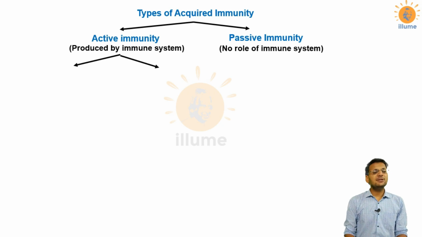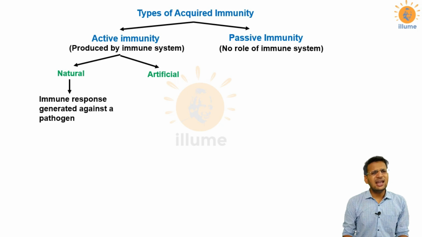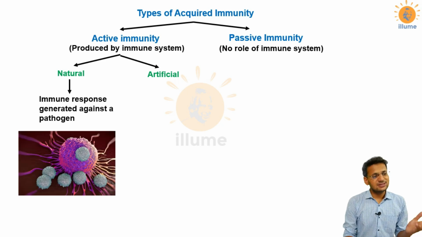I'll talk about the examples. Active immunity is again of two types, natural and artificial. In natural, the body itself is producing the entire effect, like any infection against a pathogen would produce an immune response, and that immune response is a natural active immunity.